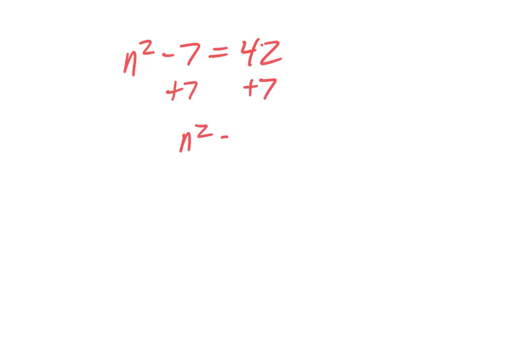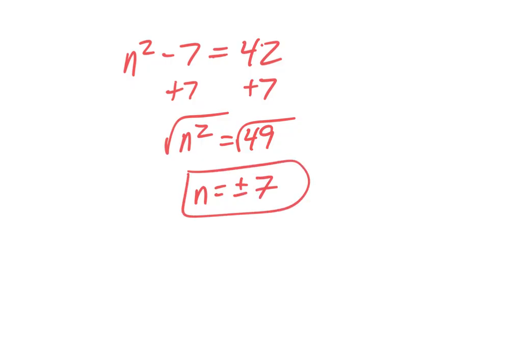So we have n squared equals 49. We take the square root of both sides and we get n equals plus or minus 7. So the only difference really there is we added a second operation to the mix. We got to do that before we do the square root. We don't want a square root right from the beginning. We want to get rid of the 7 first, move it over, and then do the square root.